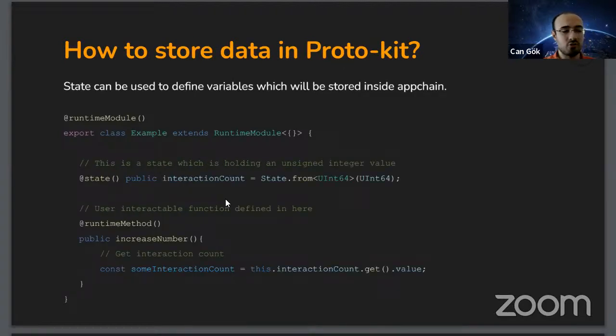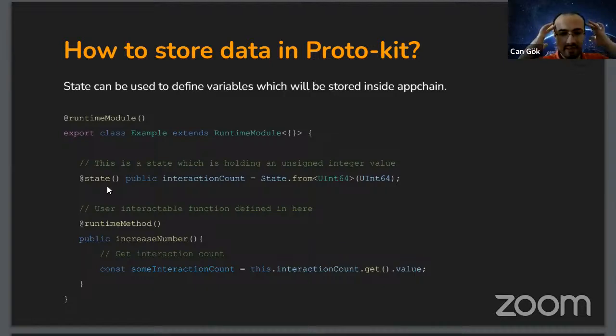It is time to talk about how we can store data inside of Protokit, since we have runtimes, runtime modules, and runtime methods. Well, it is also very, very simple. You can see here that this is a state holding an unsigned integer value. State can be used to define variables which will be stored inside the appchain. That is a very important key concept, or key feature, in Protokit. Basically, it is very easy. You define it as state, public interaction count. I just gave an example that we will try to track the number of times the user interacted with our runtime method, so we can actually implement this.